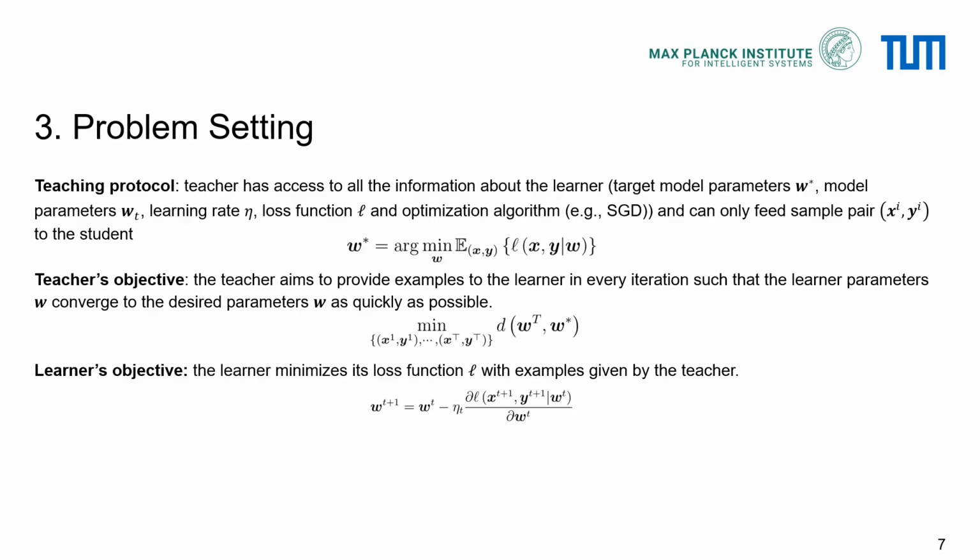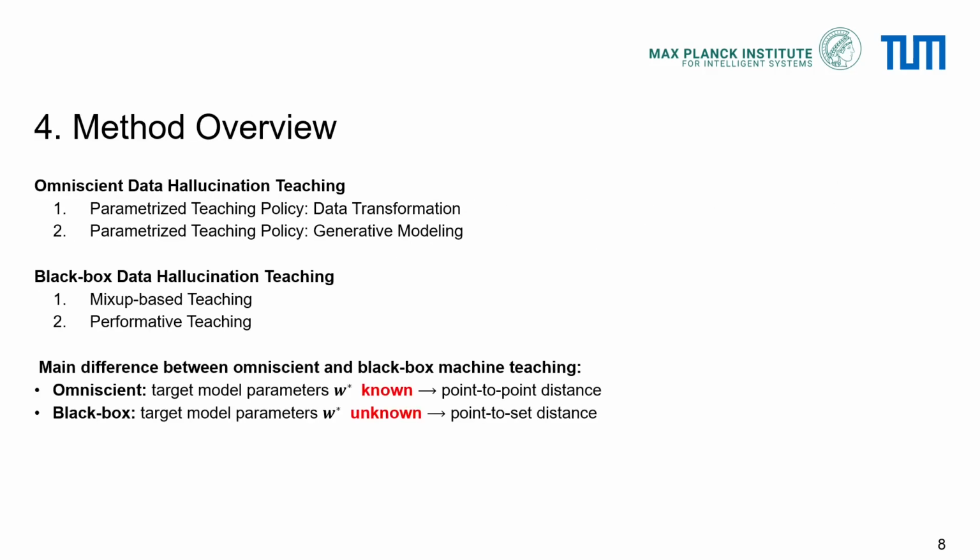To formalize the problem setting, the teacher has access to all kinds of information of the learner, for example, the model parameter, the learning rate, the loss function, or the optimization algorithm, and can only influence the student by providing sample pairs. The teacher objective is to minimize the distance between WT and W star. WT is the student's model parameter after T iterations. And the student is considered to be passive and can only perform optimization after receiving the data.